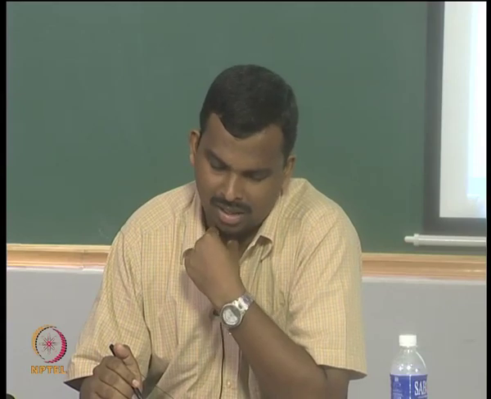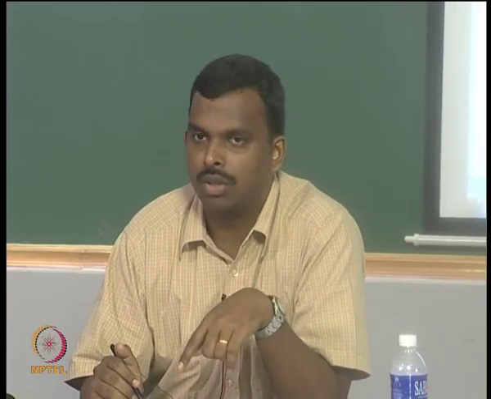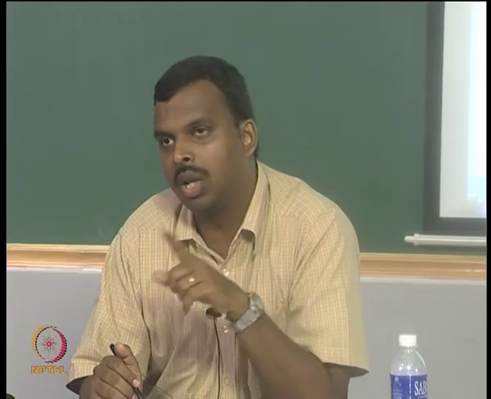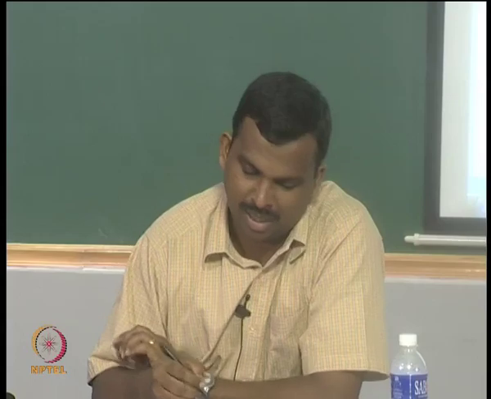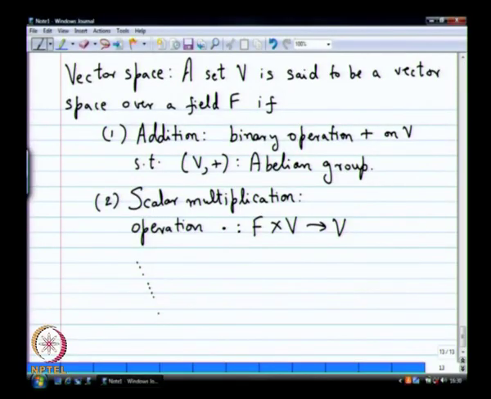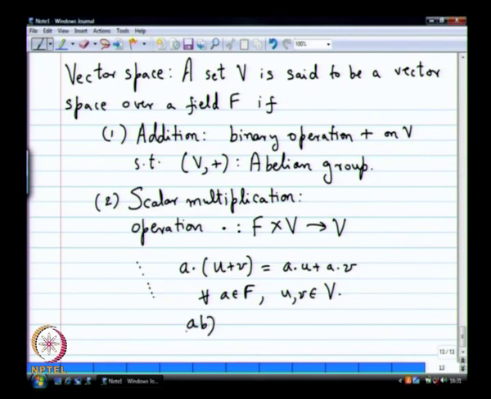And then of course there is the distributivity condition. If you have dot distributing over the plus and all that. I'm going to skip some of the other conditions. There are a few others, so it needs some work to precisely write it down. So for instance, if you have a dot (u plus v), what should happen? It should be the same as a dot u plus a dot v, for all a in F and u, v in V. Such conditions will be there. There's also another condition. For instance, a b times u should be the same as a times b u.